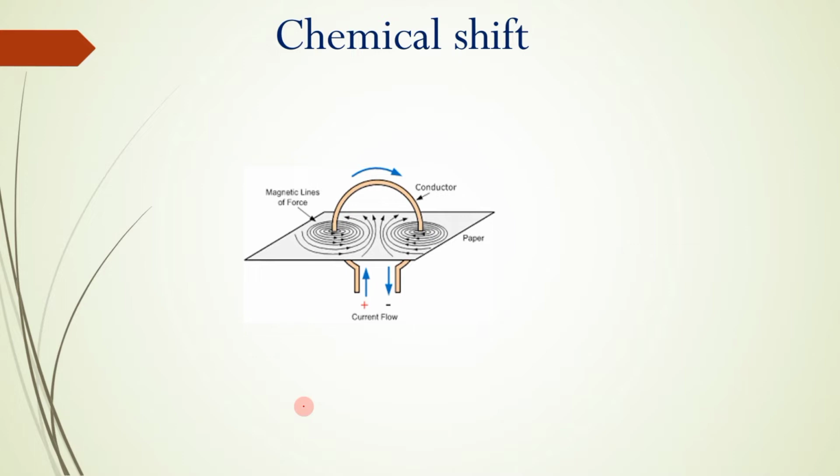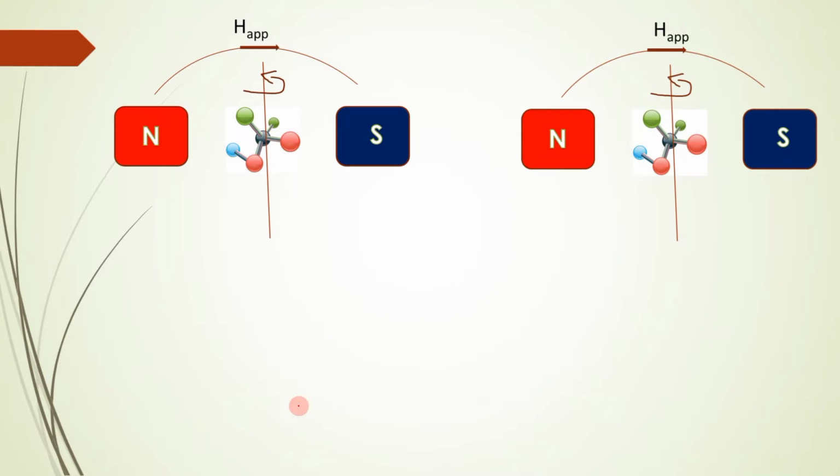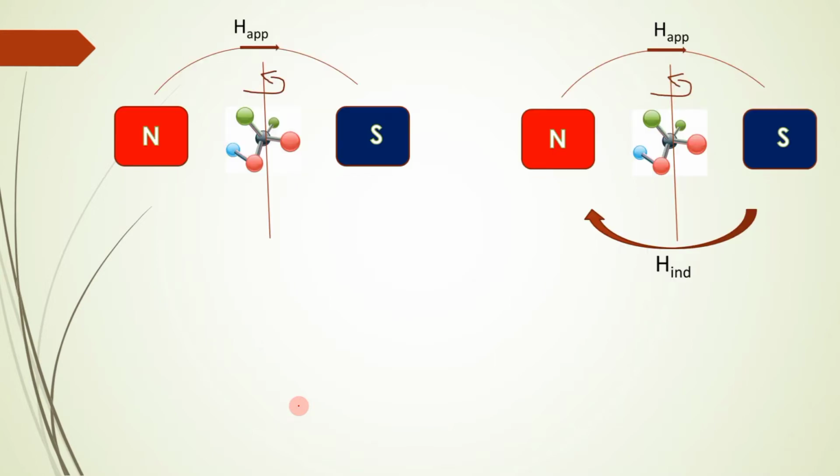We studied the magnetic effect of electric current in our 11th or 12th standard. In that it says a moving current produces a magnetic field around itself, which we call an induced magnetic field. A molecule can have bonded or non-bonded electrons. When a molecule is placed in a strong magnetic field, it produces a magnetic field around itself in such a way that it opposes the applied magnetic field.